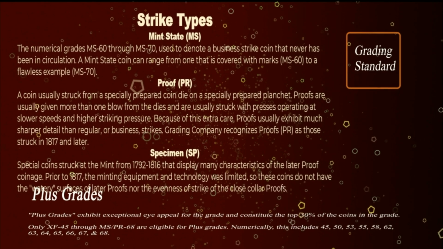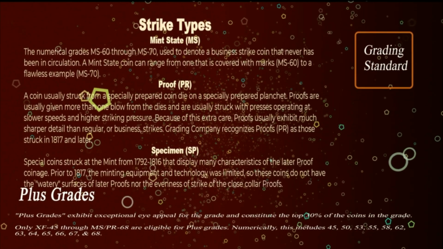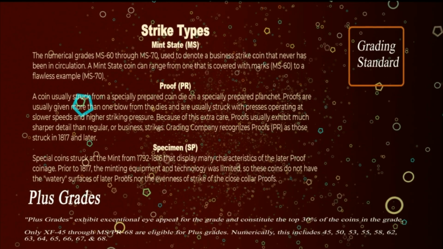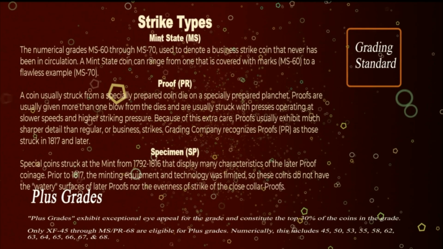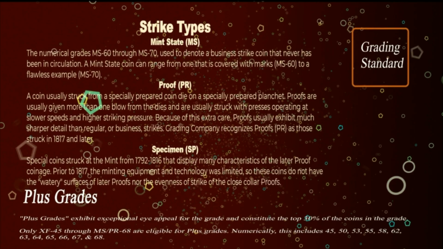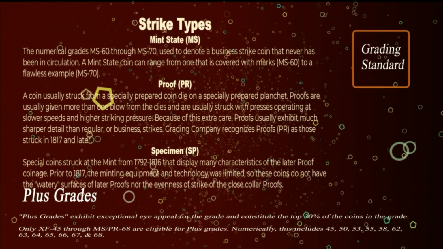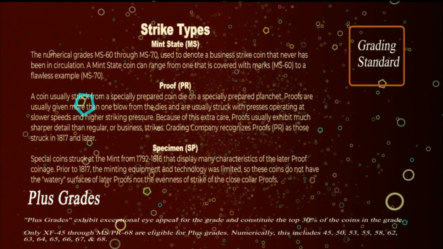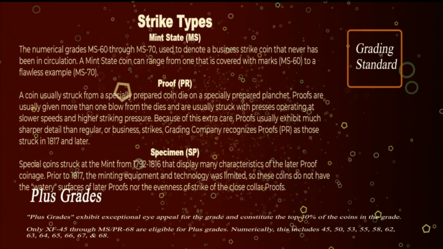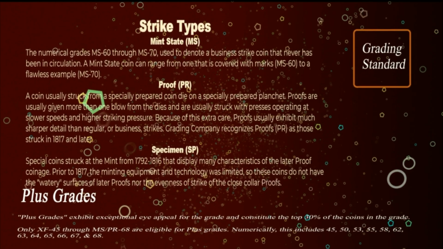There are 3 kinds of strikes in grading company. 1. Mint states or MS. The numerical grades MS60 through MS70, used to denote a business strike coin that never has been in circulation. A mint state coin can range from one that is covered with marks, MS60, to a flawless example, MS70.